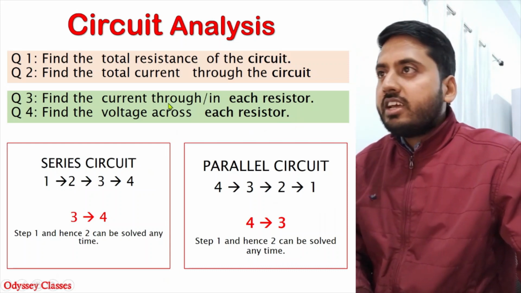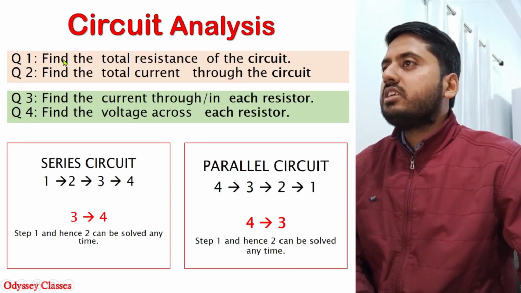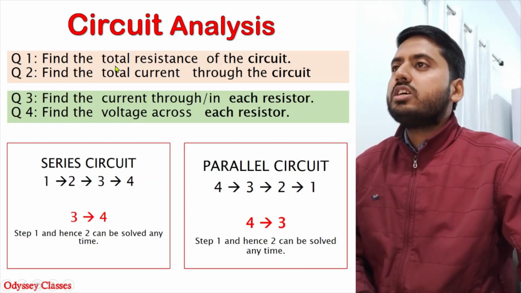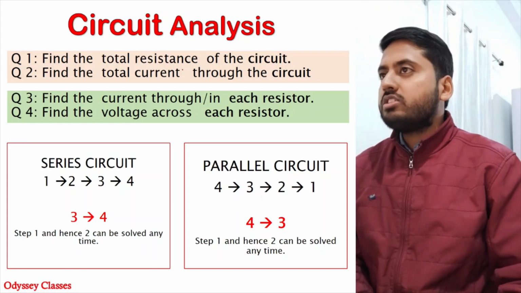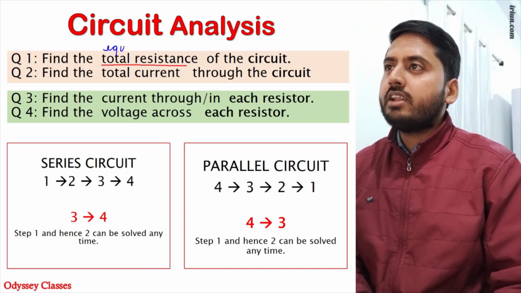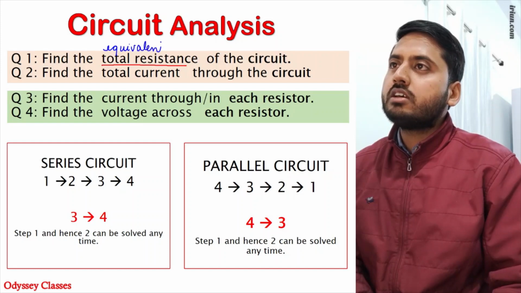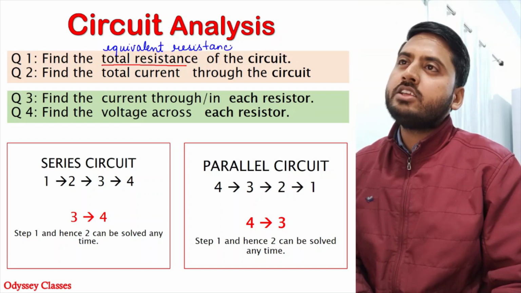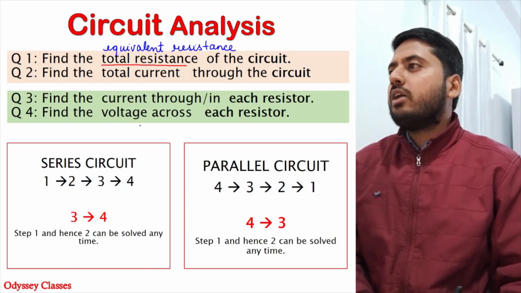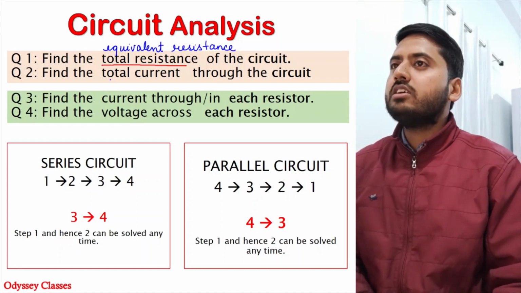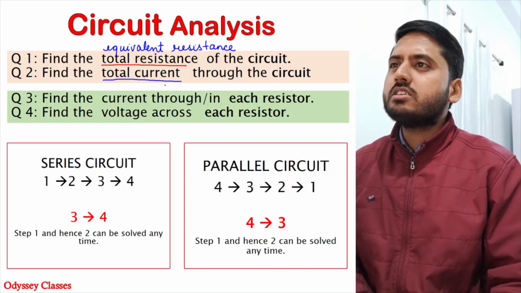As you can see in the next screen, the first question is to find the total resistance of the circuit. Now this can also be called equivalent resistance. So the question can be: find the equivalent resistance of the circuit. I think you all are familiar with this. Now the second question, which is very important and always asked in the exam, is to find the total current through the circuit.